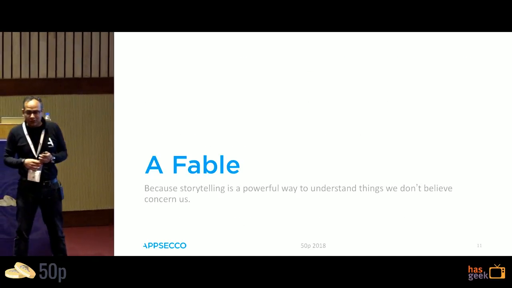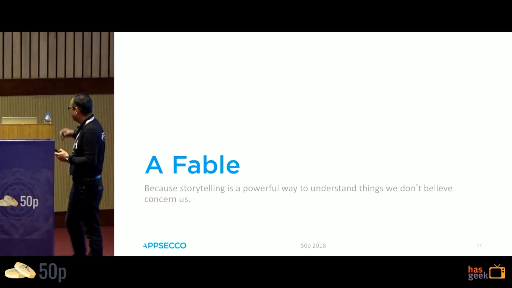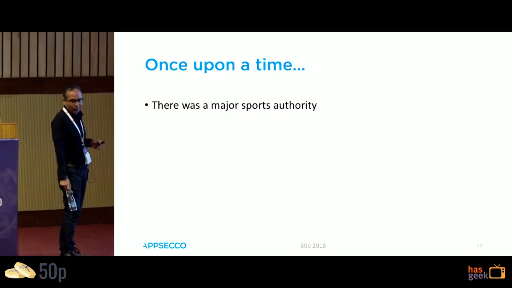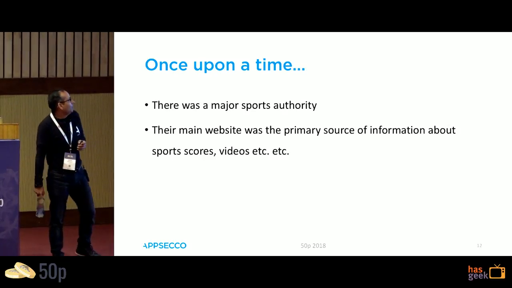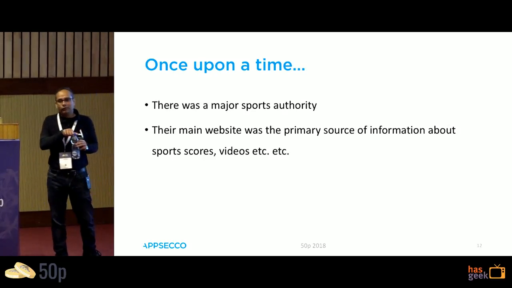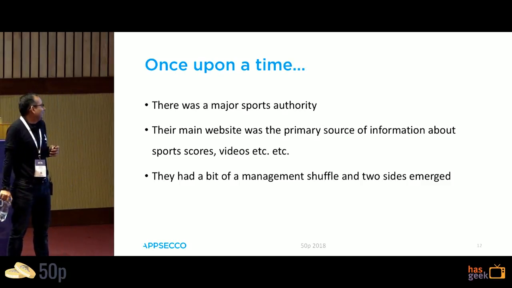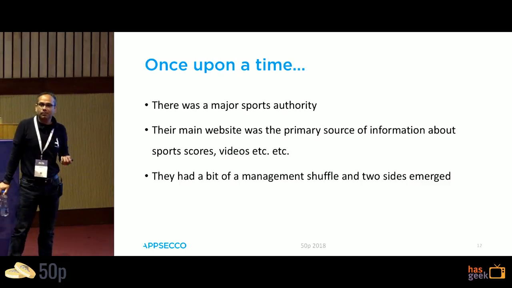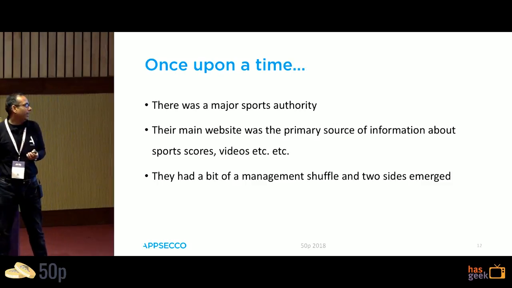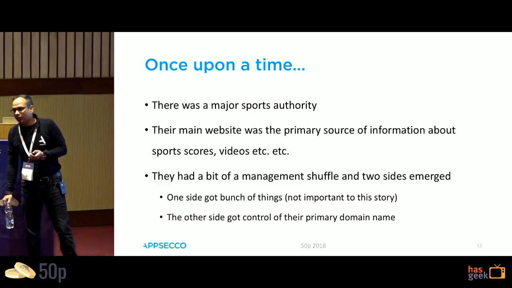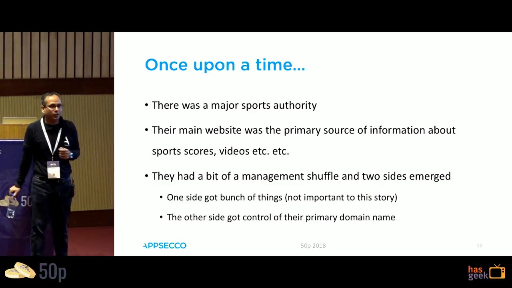So we will start with a story. We will give you a simple story about what happened with a global sports body. Once upon a time, there was a sports body. Their main website was a source of information for scores and other things. They had a management shuffle at some point, and two sides emerged. One side got a bunch of things, not really important, but the other side got control of the primary domain.